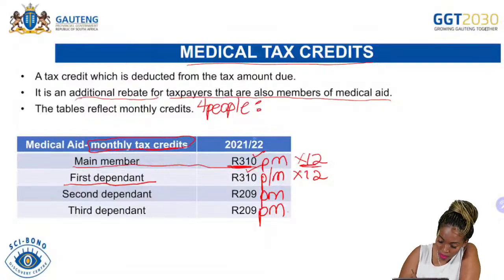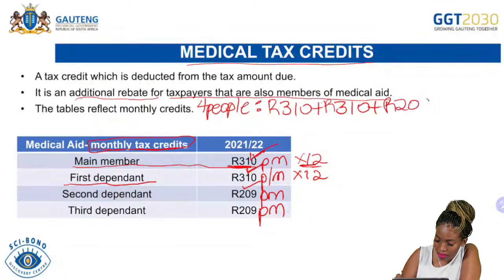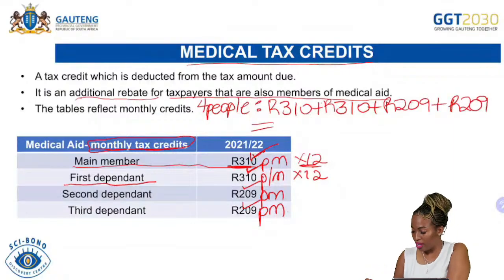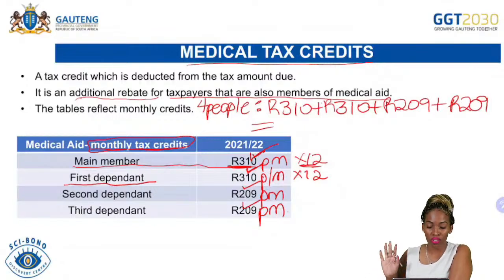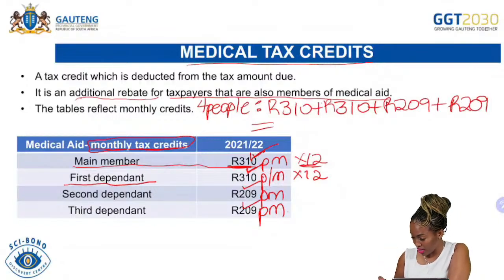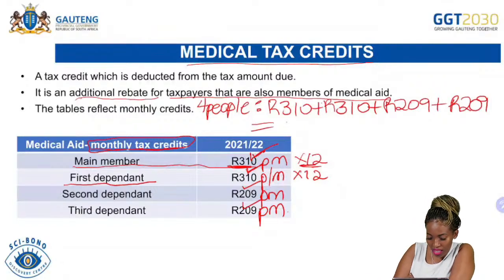How are we going to do that? The first person will get how much? 310. Plus the second person will get 310. Plus the third person will get 209. Plus the last person will also get 209. And then from there, you take out your calculator. Don't ever take chances and think you can add all this in your head. You won't, trust me. So let's do it. It's 310 plus 310 plus 209 plus 209.